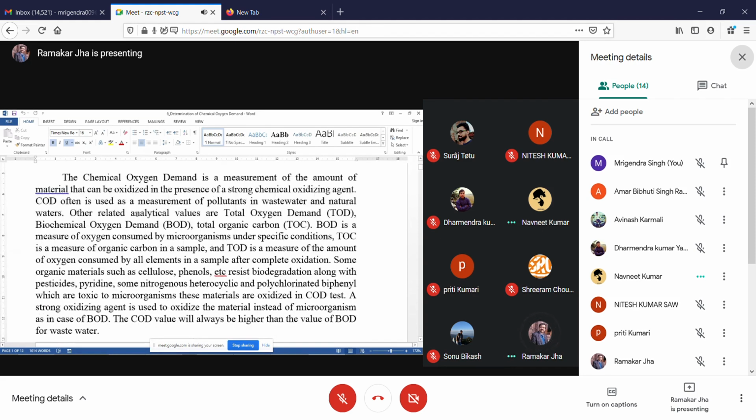Okay, so now the theory. The chemical oxygen demand is a measurement of the amount of material that can be oxidized in the presence of a strong chemical oxidizing agent. So what are we really saying? It is a measurement of the amount of material which can be oxidized, like BOD, which is organic, and this is chemical. It is oxidized by a chemical oxidizing agent. BOD is oxidized only by oxygen, right?